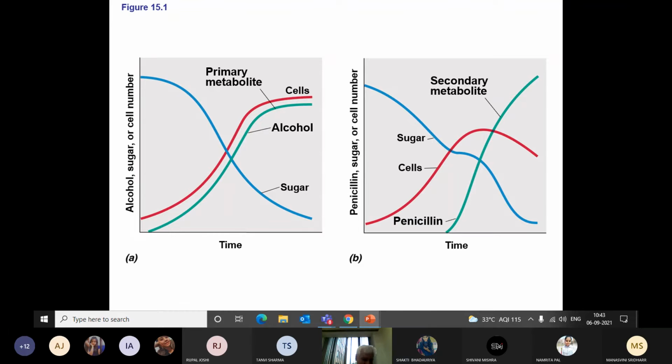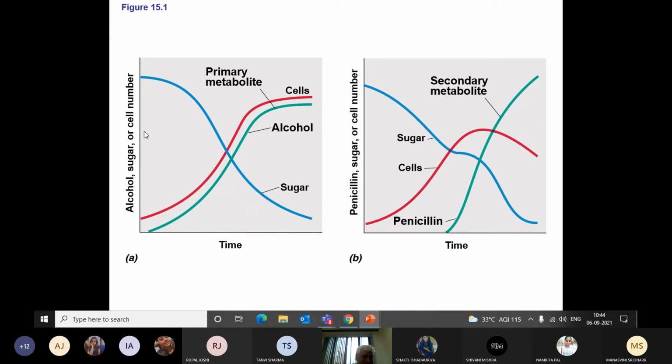Now I'm very much satisfied. So this is what is called a primary metabolite, correct? See, primary metabolites will go up when the carbon source reduces, the nutrients. Sugar is representing the nutrients. So as the nutrients get depleted, the cell itself is a primary metabolite, so it is increasing.